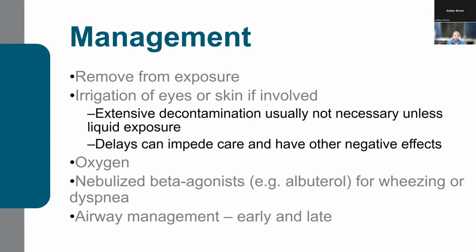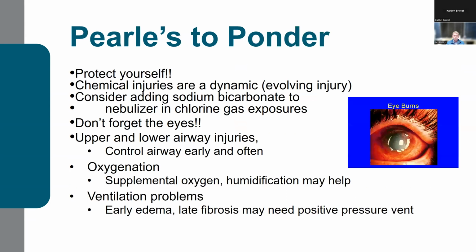Oxygen, of course, is always important. Beta agonists for those patients who may be wheezing, to cause some bronchodilation, may be very helpful. And airway management, both early and late, depending on the nature of the substance and how rapidly progressive this patient is. In toxicology cases, we think about airway failure as being quite a dynamic process, where you might have a little irritation to begin with, followed by much more difficulty breathing, and then at some point you might even have stridor and a critical airway that you have to deal with. So it's a very dynamic process requiring close monitoring.